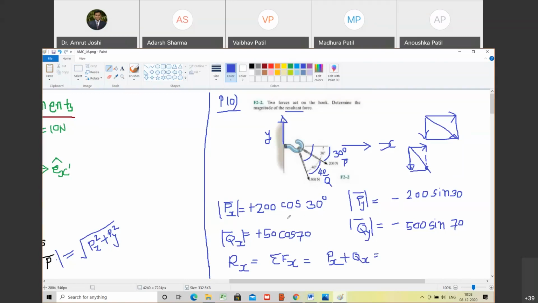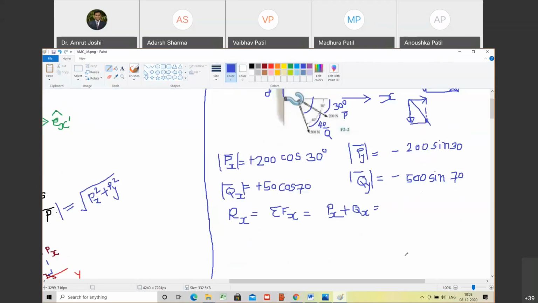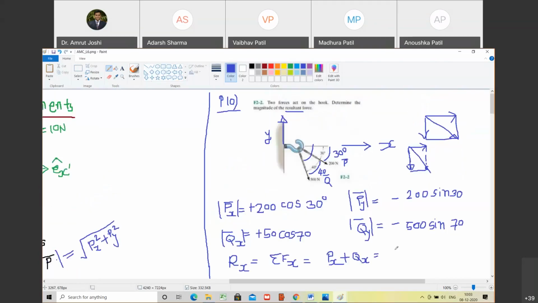No, don't tell me separate values. Add it in 50 cos 70 and tell me the total value. Okay sir, so that's 500 sir, you wrote 50. Yes, 500. 500 cos 70. So 500 cos 70 plus 200 cos 30. How much is that? Sir, 344.21.